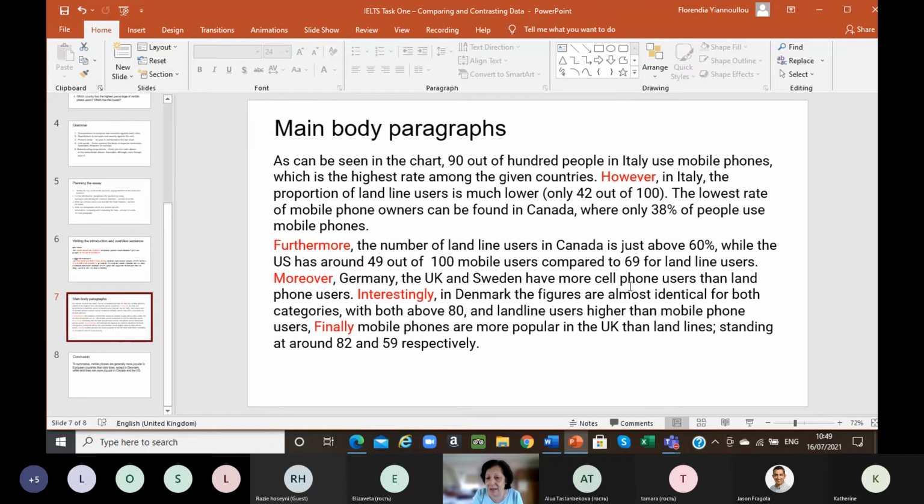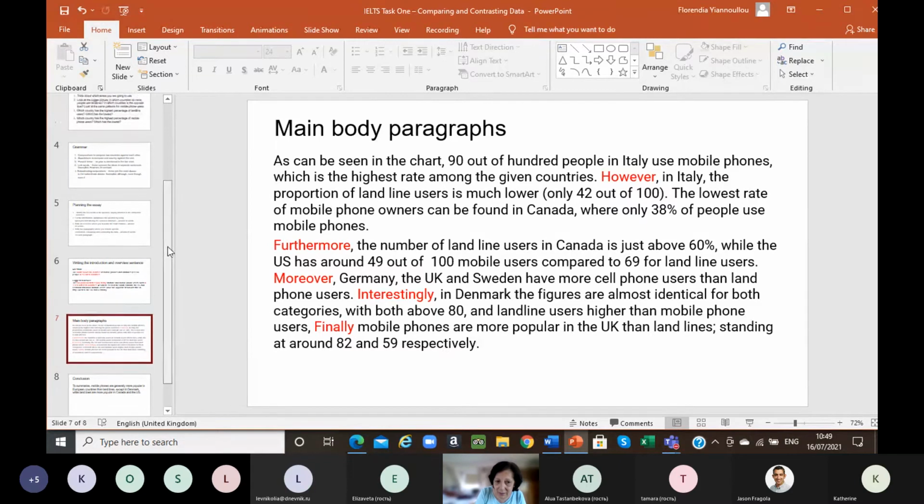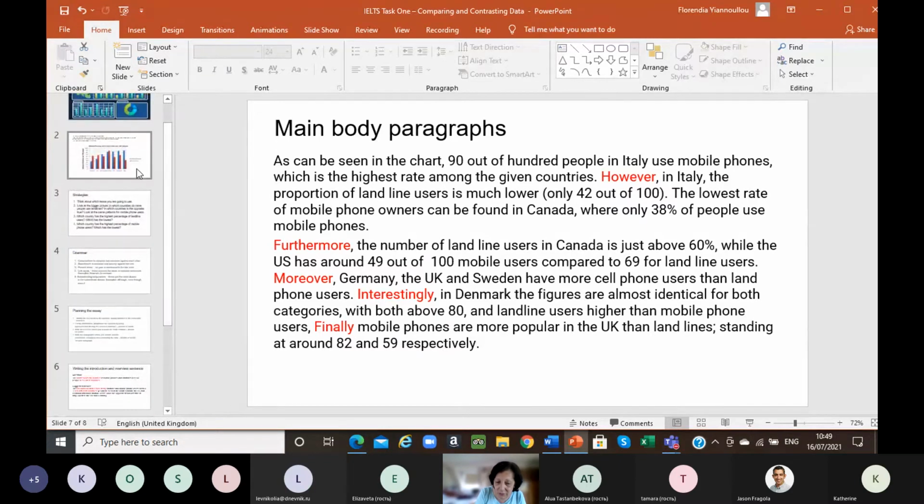So, interestingly, in Denmark, the figures are almost identical for both categories, with both above 80, and landline users higher than mobile phone users. So you're saying they're identical, but even though they're identical, landlines are slightly higher. And then finally, mobile phones are more popular in the UK than landlines, standing at around 82 and 59% respectively. What does it mean when I use this word, respectively? That's a word you can use a lot.